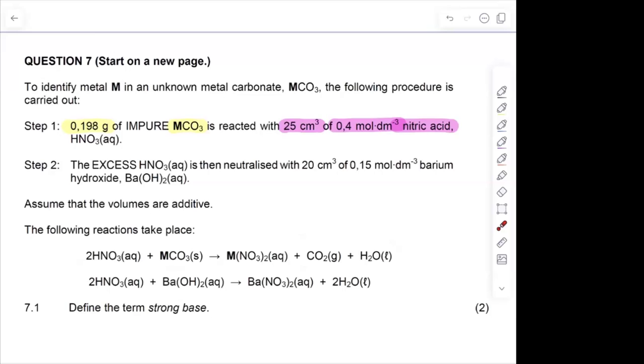Someone on TikTok said this topic is difficult. It's not difficult. It's challenging. And we're always up for a challenge, right? So let's look at this.